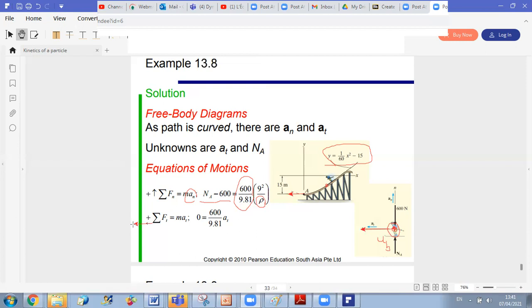So sum of forces along T equals m AT. Since I don't have any force along UT here, because weight and normal are both along UN, I can deduce that the sum of forces along UT is 0. So at this particular point A, the tangential acceleration will be 0. So AT is 0.